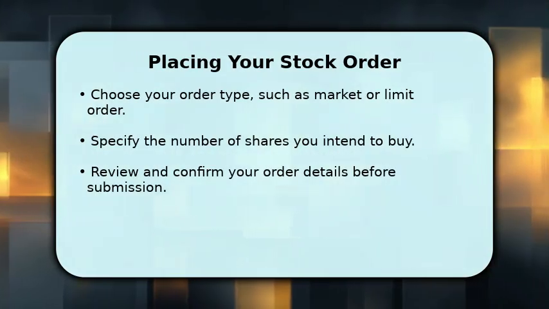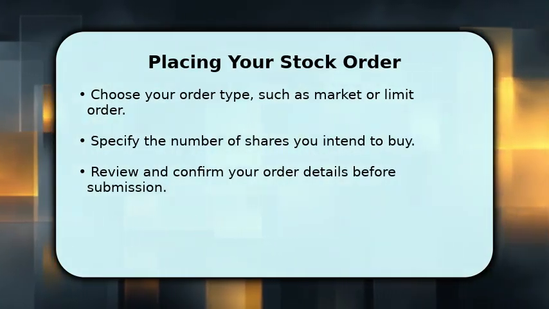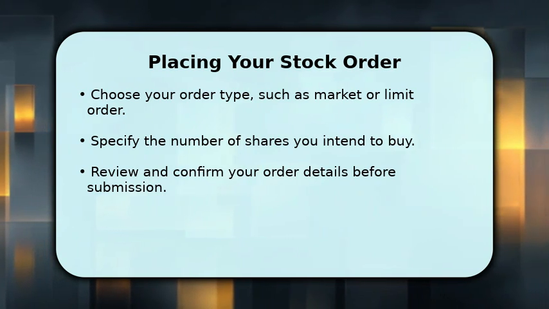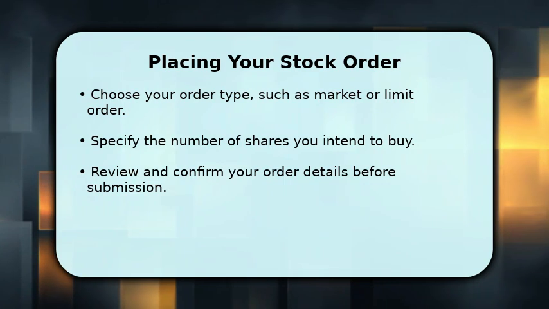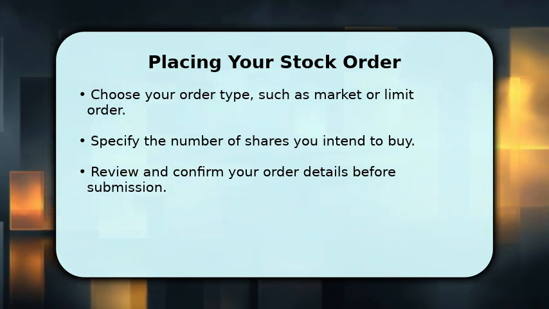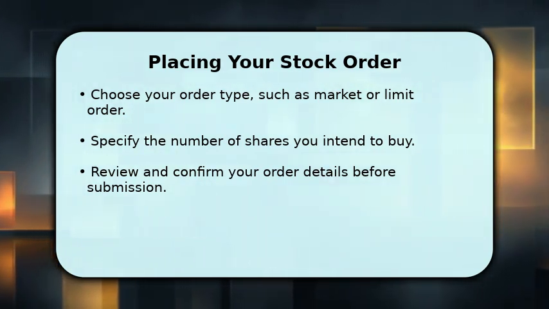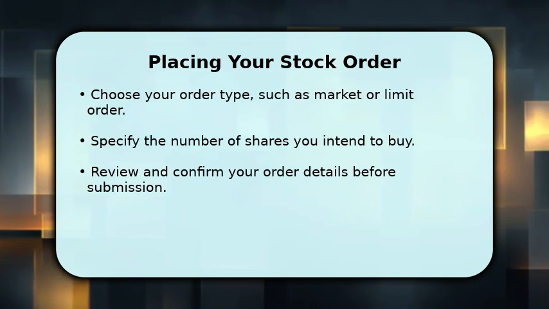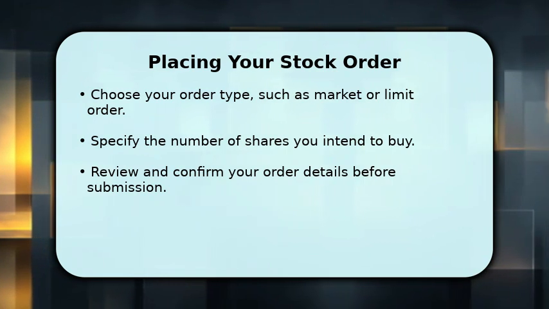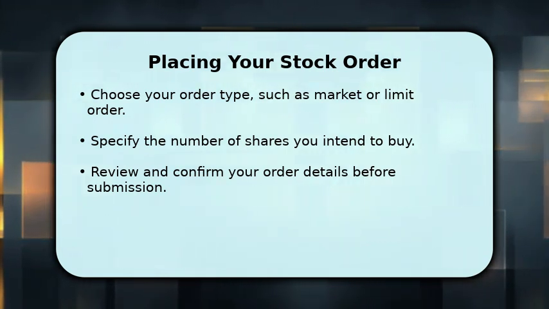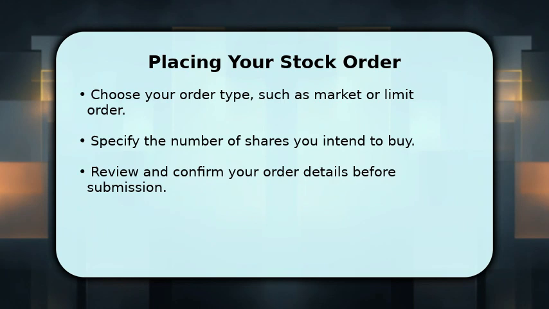After finding your desired stock, the next step is to place your order. You will need to choose an order type, such as a market order for immediate execution or a limit order to set a specific price. Then, specify the exact number of shares you wish to acquire. Always take a moment to carefully review all the order details before submitting it to ensure accuracy.